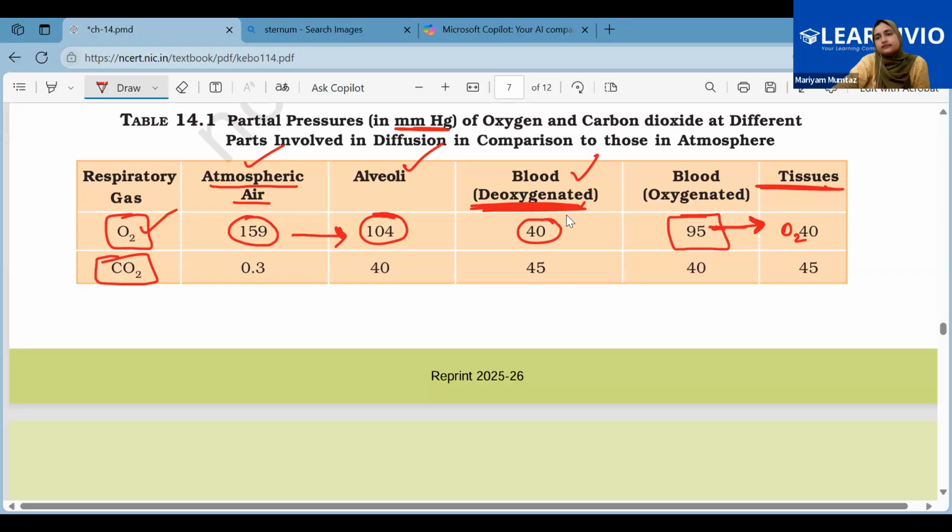So the O2 and the CO2 in the deoxygenated blood are almost the same. There's not much difference, only 5, right? In the deoxygenated blood, yes. And in the same way, they have given the partial pressures of CO2 at different locations. If you don't want to relate or connect it, it's okay. You just should know that there are different partial pressures of the gases at different areas. And do we need to memorize this? No.